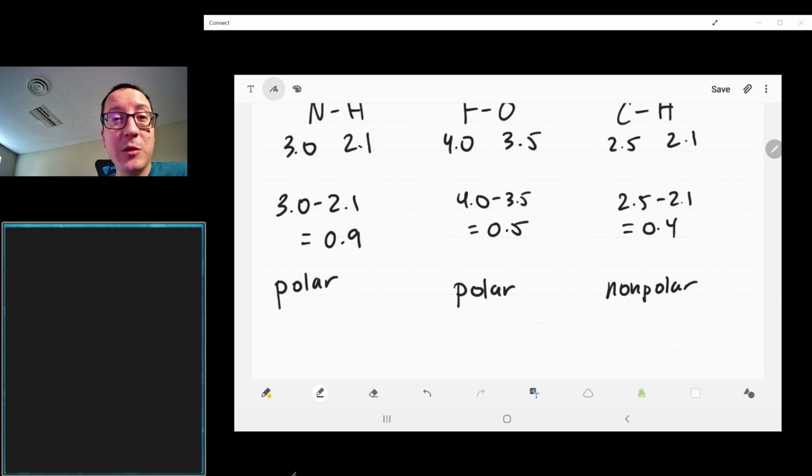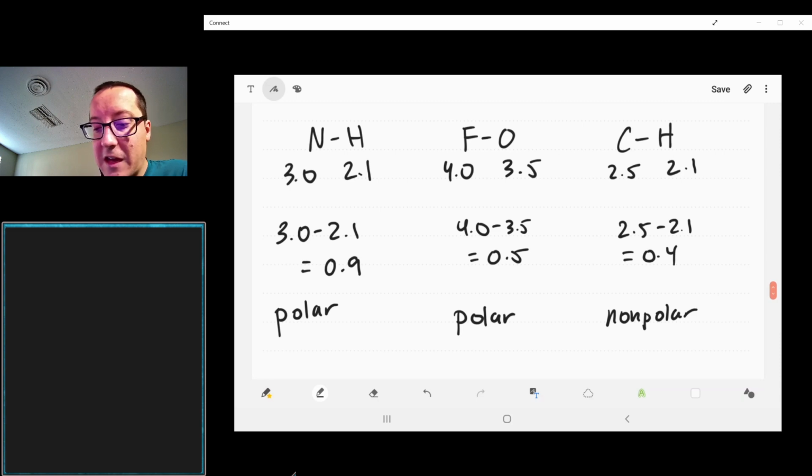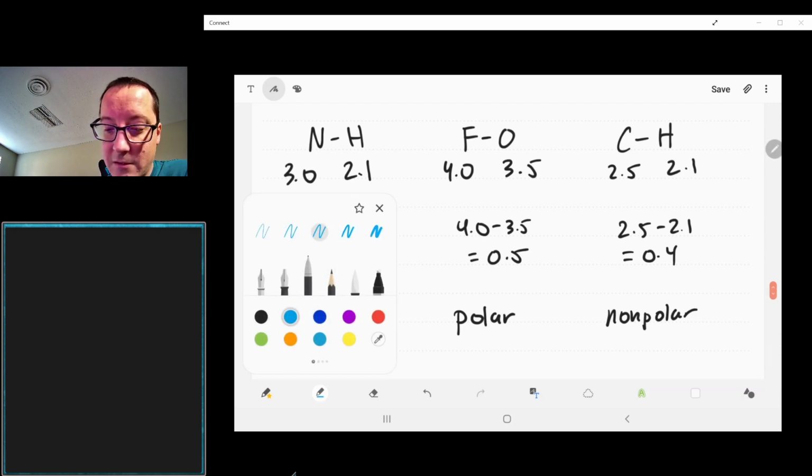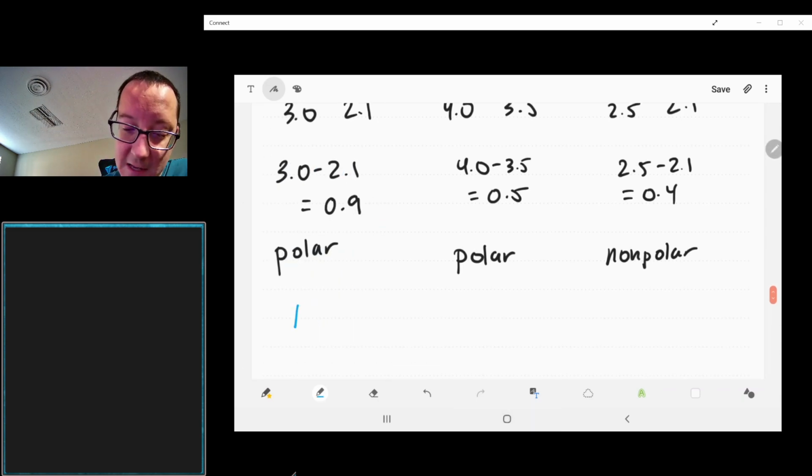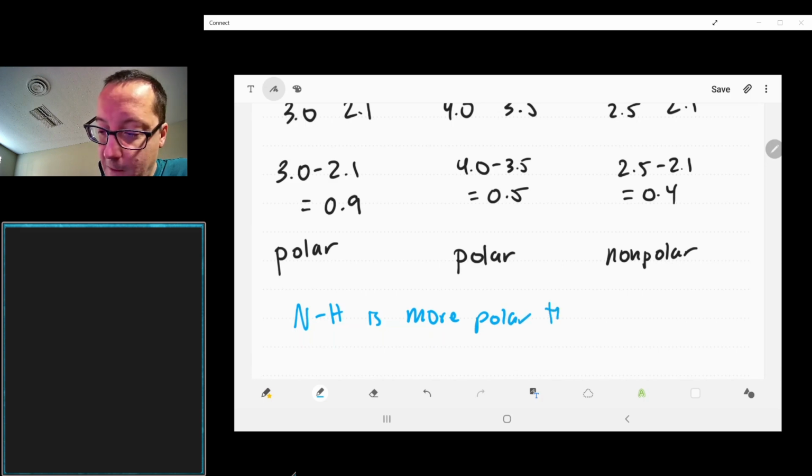So that's kind of where we're drawing that line. So about 0.4 is where we say it's nonpolar. Above that, we start saying it's polar. And then if we're going to look at the magnitude here, we can say that the NH bond is more polar than the OF bond.